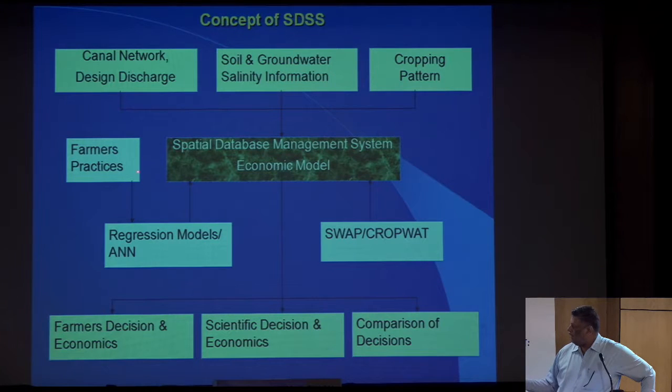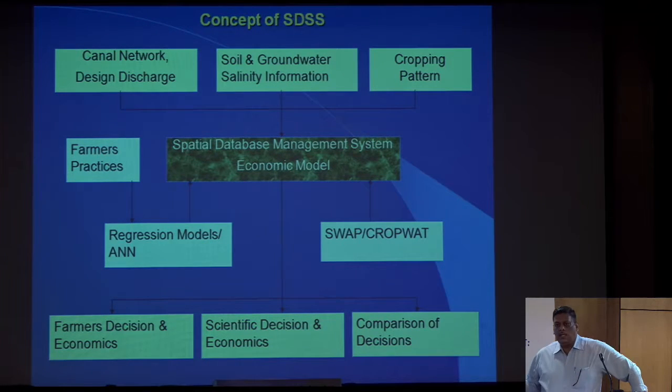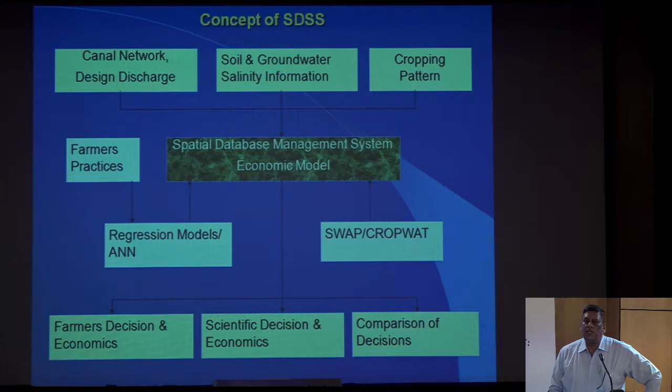And the farmers' practice was monitored; in our case, we monitored some 216 farmers for 2 years. All the water management and crop related information were collected and systematically analyzed for the purpose of predicting the farmers' practices through artificial neural network. Regression models were also used, but they were not that good, and I will come to that.